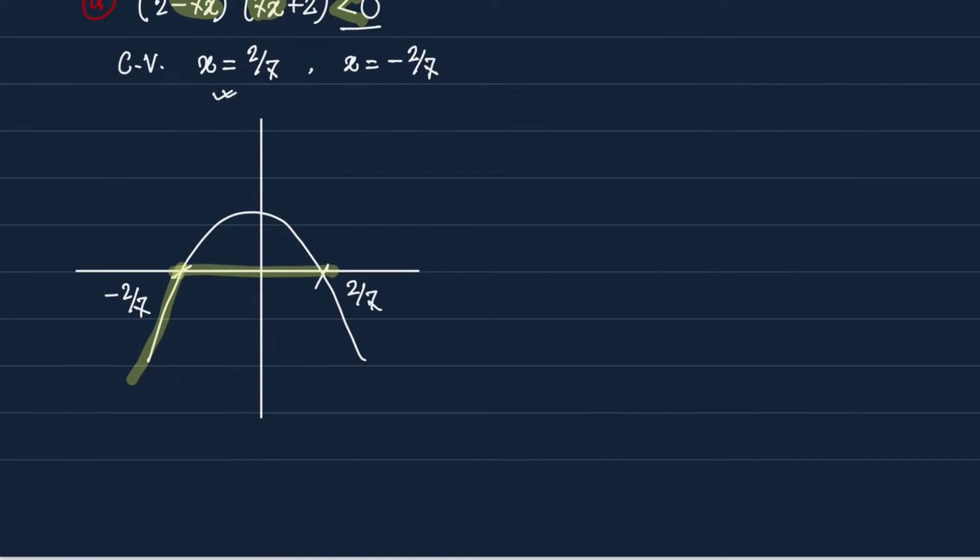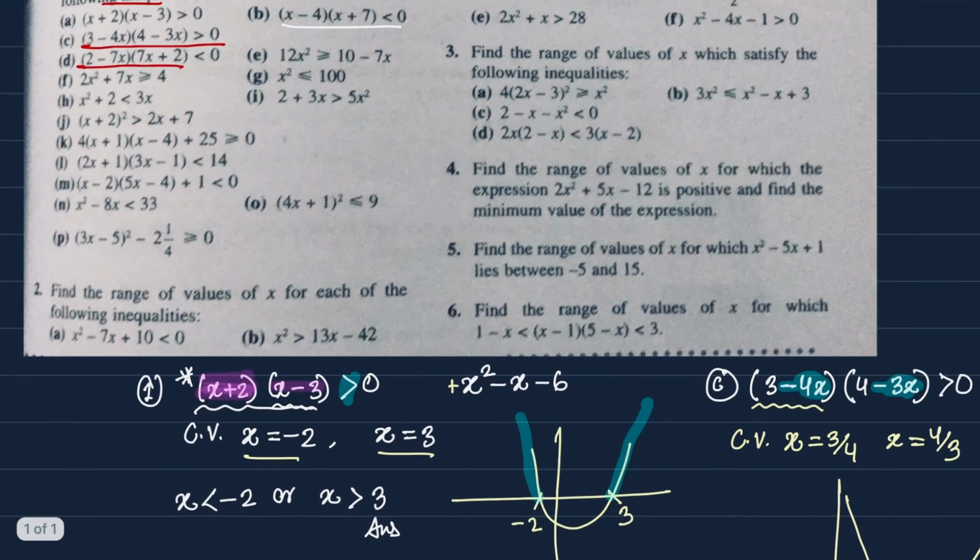Negative, less than 0, means the part below the x-axis. So this part and this part. X is less than negative 2 by 7 or x is greater than 2 by 7. That's our answer. That was D.